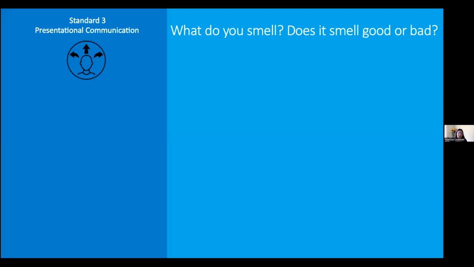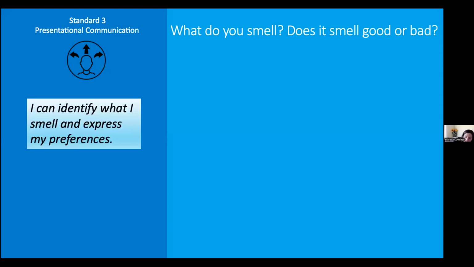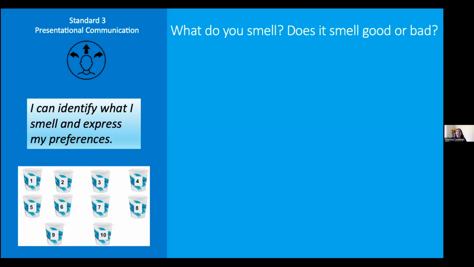Lastly, we are up to the presentational. So we're ready for an experiment. And any second grader would say that they love doing experiments. So what do I do? I grab some cups and I fill them with some smelly items. I have 10 cups. I use those little bathroom cups and I put the items in it, and then I cover it with foil and I poke little holes with a pencil in it so they can't see inside, but they can smell. And they are able to identify what they smell and express their preferences.